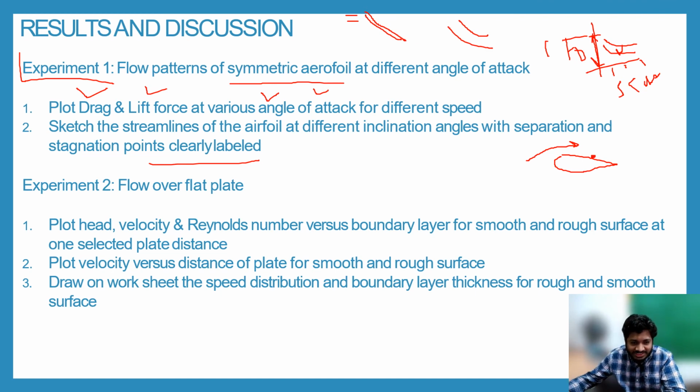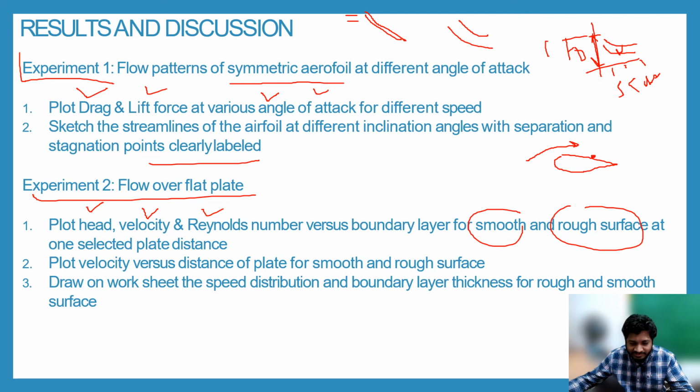Next, we move on to experiment number 2, flow over a flat plate, rough or smooth. So you have to plot the head, velocity and Reynolds number as separate graphs versus the boundary layer for smooth and rough surface. But make sure that the smooth and rough surface data is in one single graph so that we can make a comparison. So basically you should have smooth surface data and rough surface data for head, then the same for velocity and the same for Reynolds number. Plot velocity versus distance, and the same goes for this.